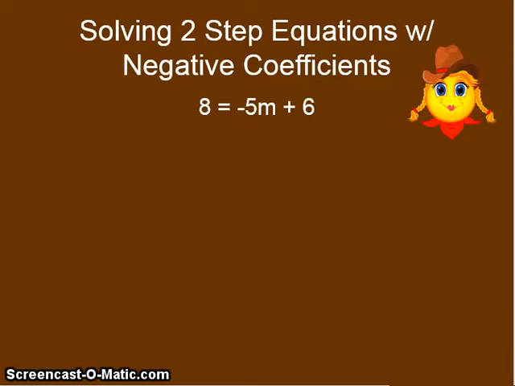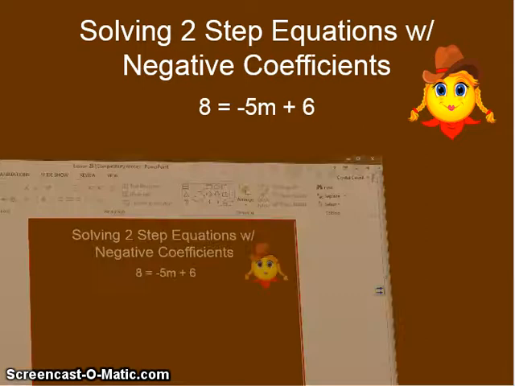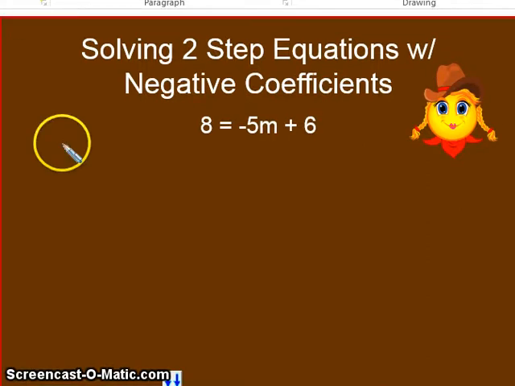Alright, here's another example. This one's similar, except that it has a negative coefficient of your variable instead of a positive coefficient, but we do the problem the exact same way. So I'm going to look at it and decide what I would do if I was going to simplify this. If I knew what m was, I would multiply negative 5 times m. That's the first thing I would do, so I'm going to write that down. I would multiply by negative 5. Now once I multiplied negative 5 times m, the next thing I would do would be to add 6.